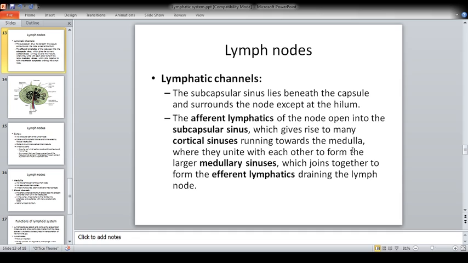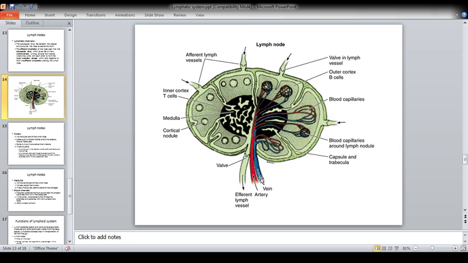running towards the medulla, where they would unite with each other to form the larger medullary sinuses, which would join together to form the efferent lymphatics draining the lymph node. So now let's look at the structures.